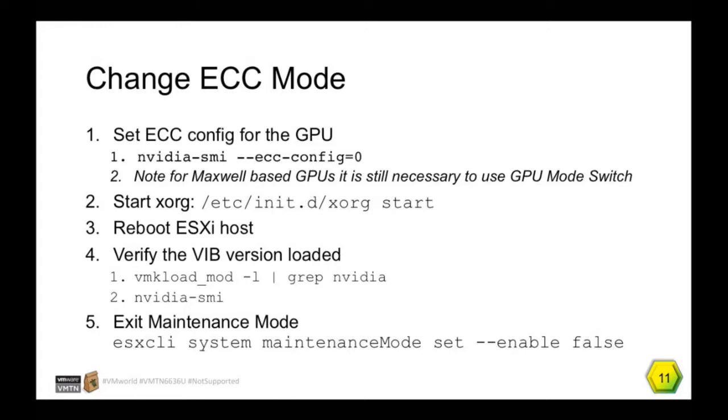Now, if you're using Maxwell cards, so the M60 cards, you're going to have to do what's called disabling GPU mode switch. That adds about 3 extra reboots into the cycle. So having this ECC change is actually a huge advantage. You don't have to go through and bounce the server a bunch of times. You just have to reboot it once after you set this ECC in place.